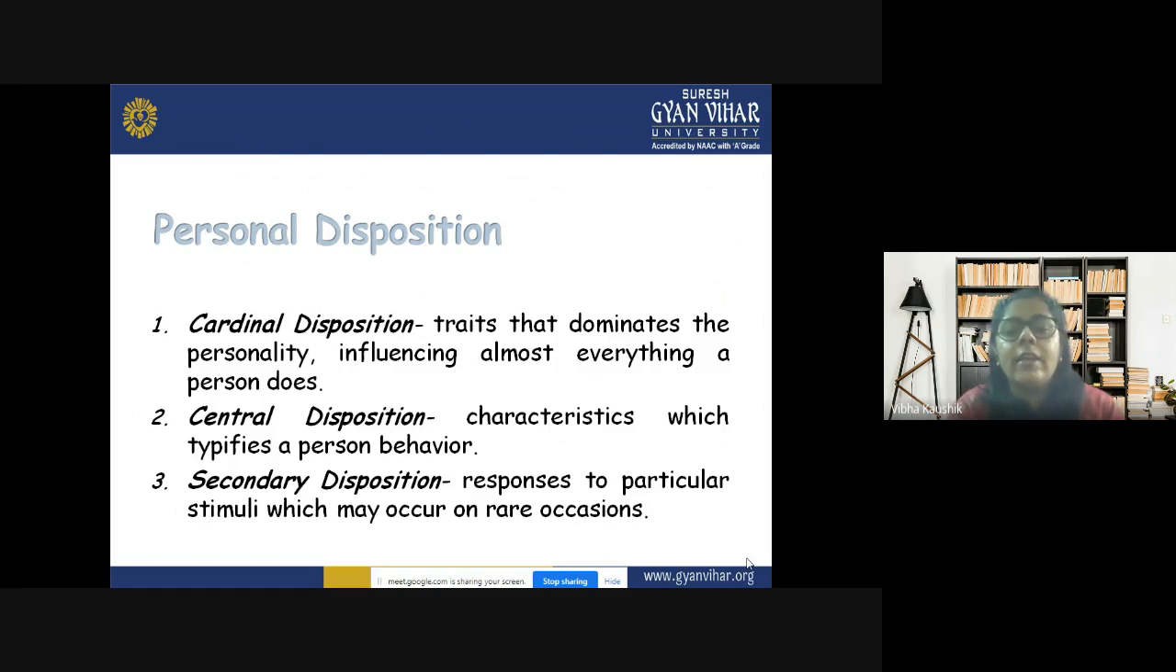Central disposition: characteristics which typify a person's behavior, how that particular person will behave. A person with these characteristics will behave in that particular manner. Now the secondary disposition: responses to particular stimuli, how you will respond to that particular stimulus, which may occur on rare occasions.